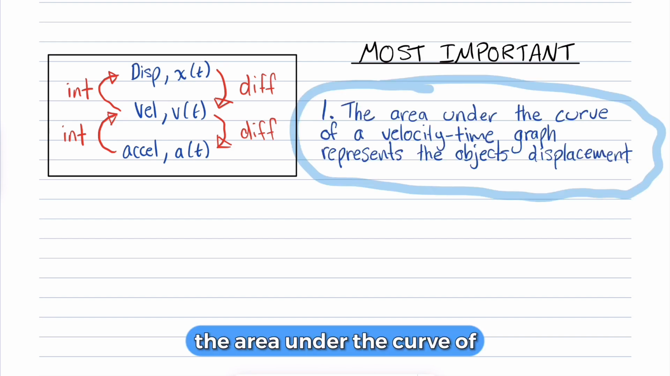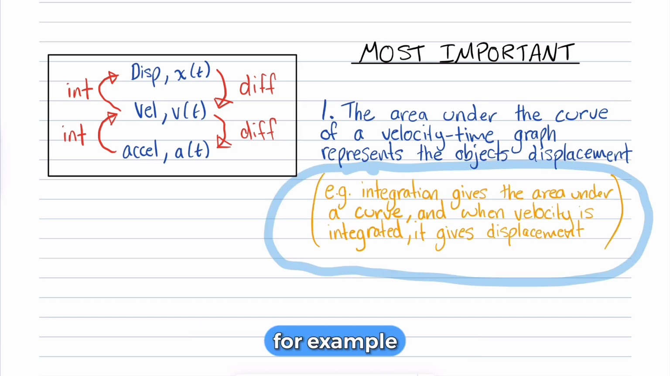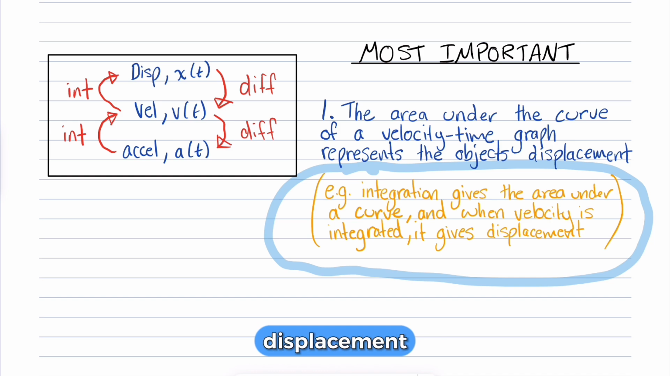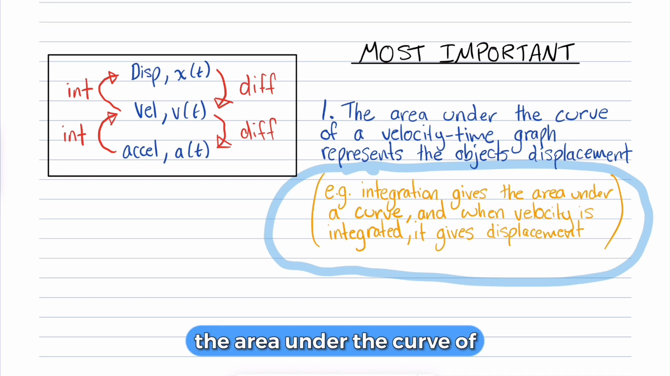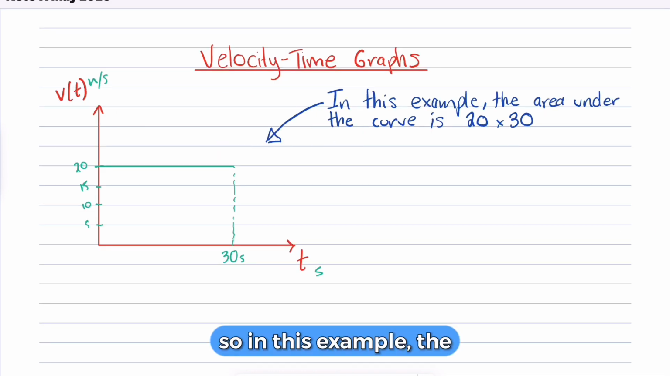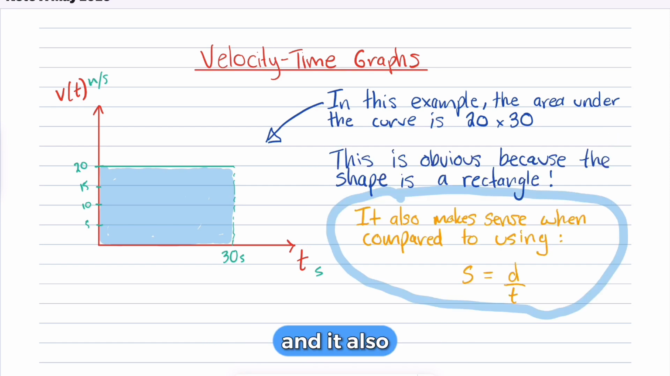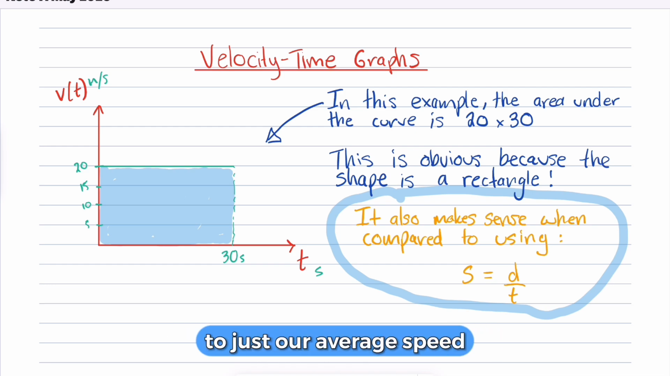So the area under the curve of a velocity time graph represents an object's displacement at that time. For example, integration gives the area under the curve. And when velocity is integrated, it gives displacement, right? So it makes sense that the area under the curve of a velocity time graph is going to give us the displacement. So in this example, the area under the curve would just be 20 times 30 because it's a rectangle. And it also makes sense when comparing to just our average speed equals distance over time formula.